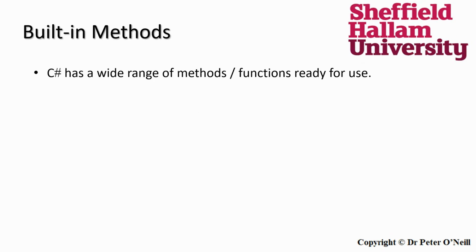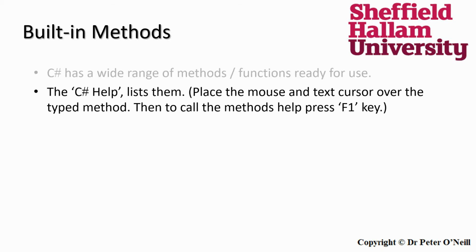Built-in methods. C Sharp has a wide range of methods, functions already for use. The C Sharp help lists them by placing your mouse cursor over a method and then calling the method by pressing F1 on your keyboard. It will then access the internet and go and look up that method and actually give you a description of it.